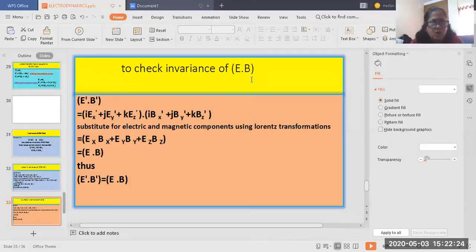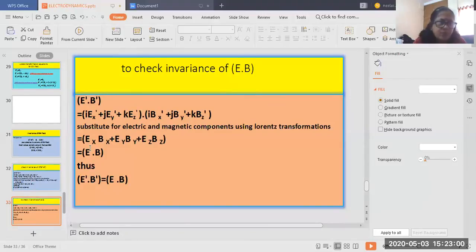So what we have to show? We have to show that E dot B equals E dash dot B dash. Okay. So let us start with the primed term. You can see E has been substituted. I have given these components in one of the slides, the first slide, I'll show you afterwards. And these are the components for B dash. So now you can see only i dot i, j dot j, k dot k will exist, and all remaining terms will become 0.